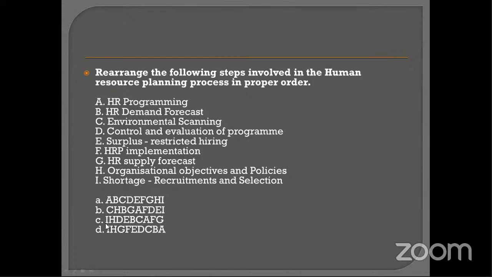Suppose your answer is I, then you can go ahead and check with another step. But suppose your answer for the starting point is C or A, then you can select that particular option. No need of spending much time there. So now, see, these are the human resource planning steps. You can check whether A will be the first step in this HR planning, or else C, environmental scanning.